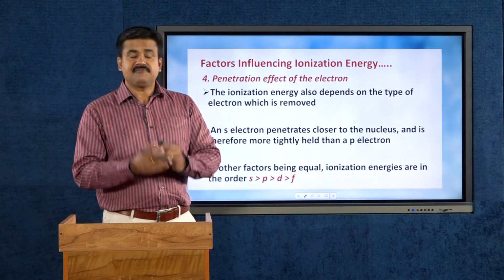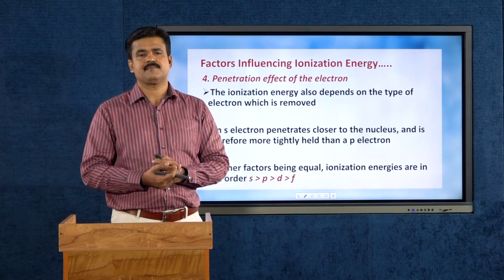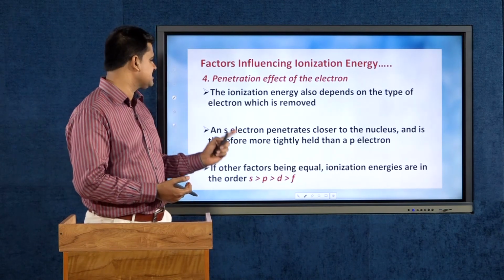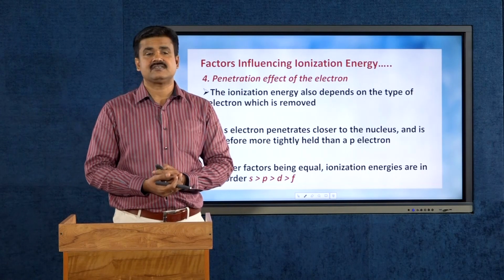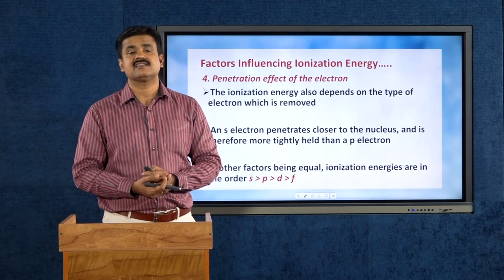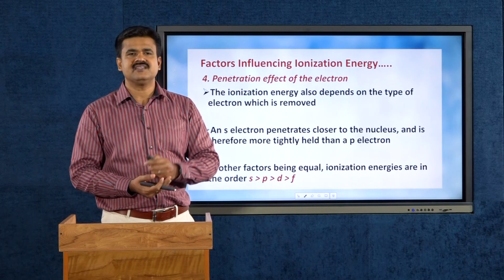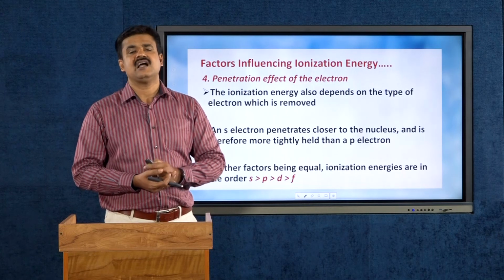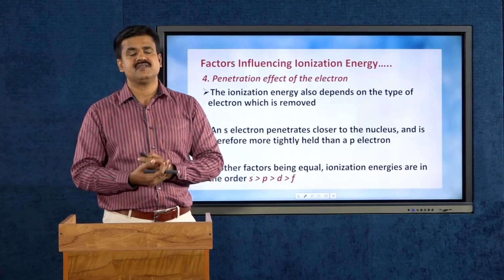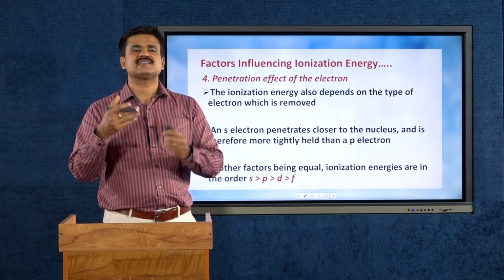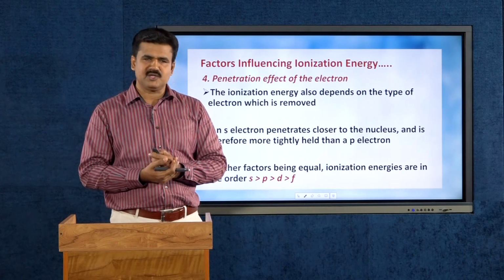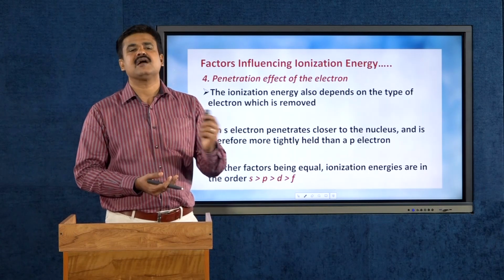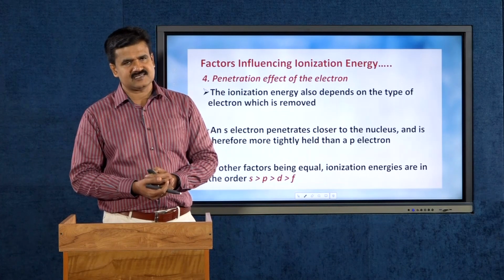If other factors such as nuclear charge, etc. are kept constant, then we can say ionization energies follow the order s > p > d > f. This is the order of the penetration effect. S electrons are more close to the nucleus and f electrons are away from the nucleus. That is, s electrons are deeply in attraction with the nucleus and it is tough to remove an electron from an s orbital compared to p, d or f orbitals.